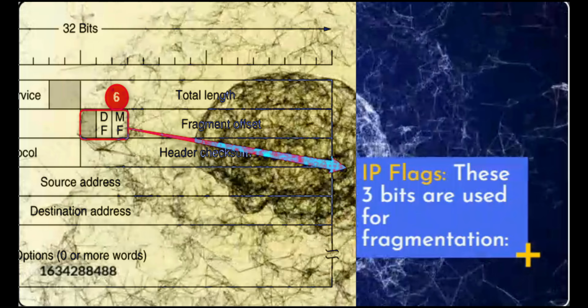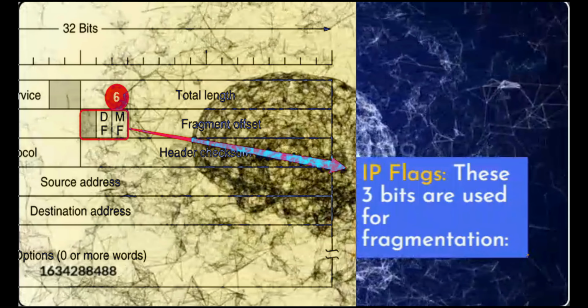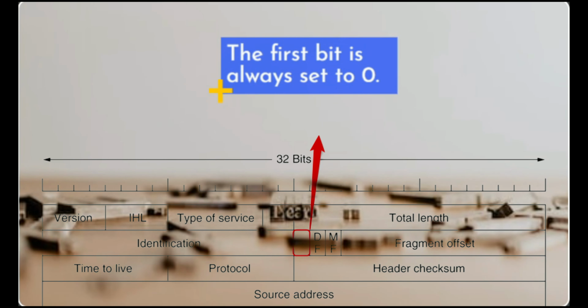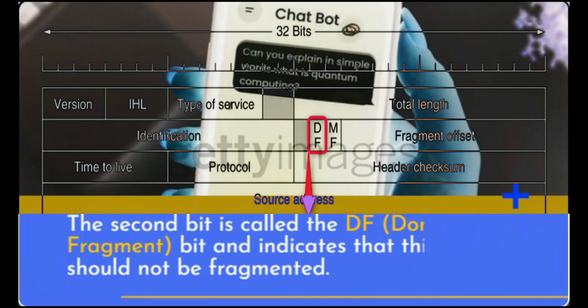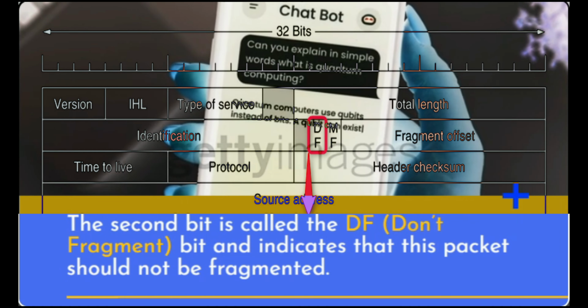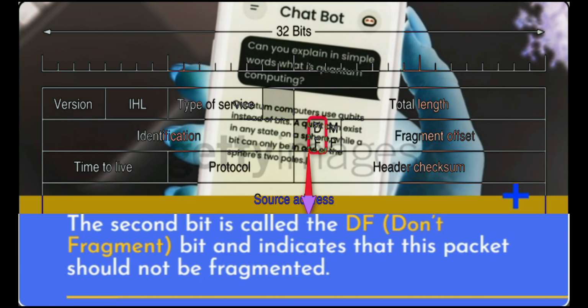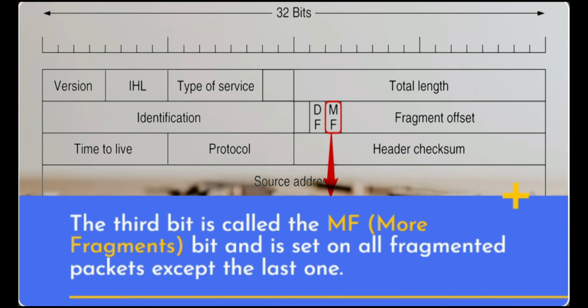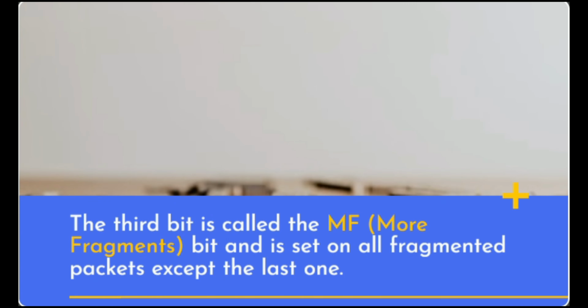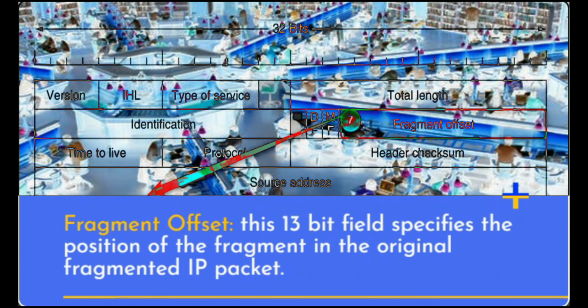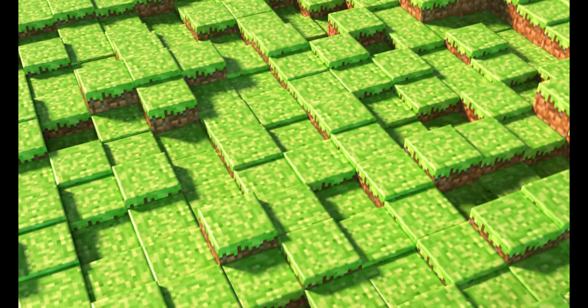IP flags: these 3 bits are used for fragmentation. The first bit is always set to 0. The second bit is called the DF, don't fragment, bit and indicates that this packet should not be fragmented. The third bit is called the MF, more fragments, bit and is set on all fragmented packets except the last one. Fragment offset: this 13-bit field specifies the position of the fragment in the original fragmented IP packet.